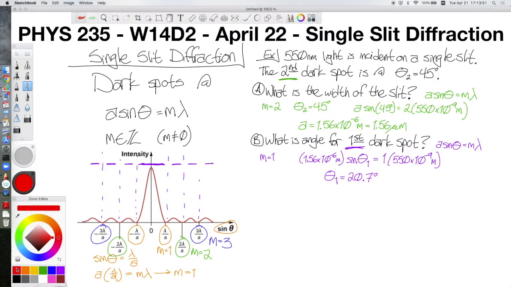So I want to get a little bit at the concepts and the trends involved in these equations. I have some clicker question type things to ask you guys right now.